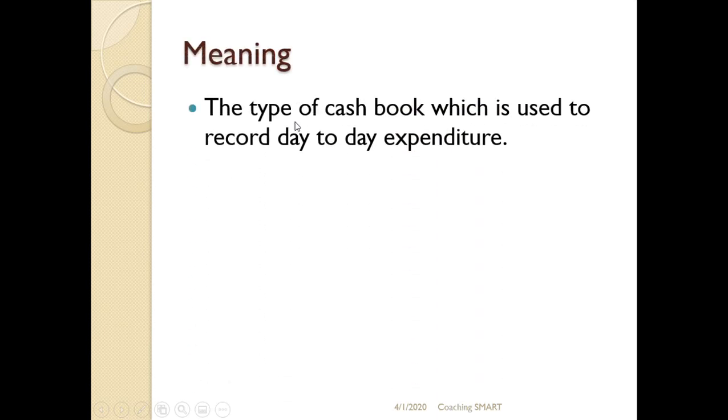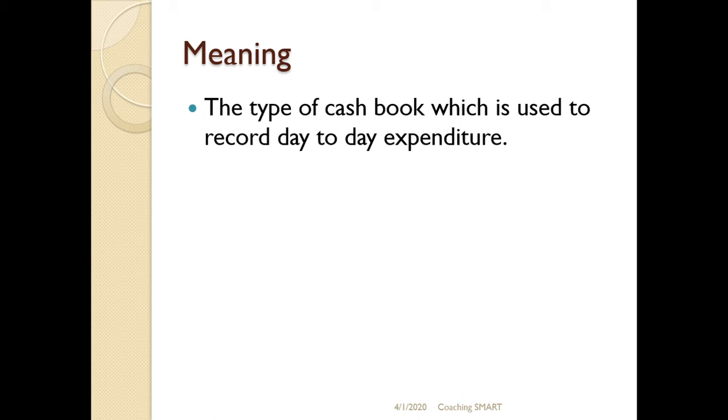So the meaning, what is petty cash book? The type of cash book which is used to record day-to-day expenditures. So in every business undertaking, there are expenditures. There are petty expenditures. It is called petty because they are minor, they are small expenses. These expenses cannot be undertaken by the chief cashier. You know, the work of the chief cashier is actually to monitor the big expenses in a business. So the minor expenses which are supposed to be carried out in a business are normally undertaken by a person called petty cashier. So petty cashier is supposed to be dealing with all petty expenses, all small expenses.